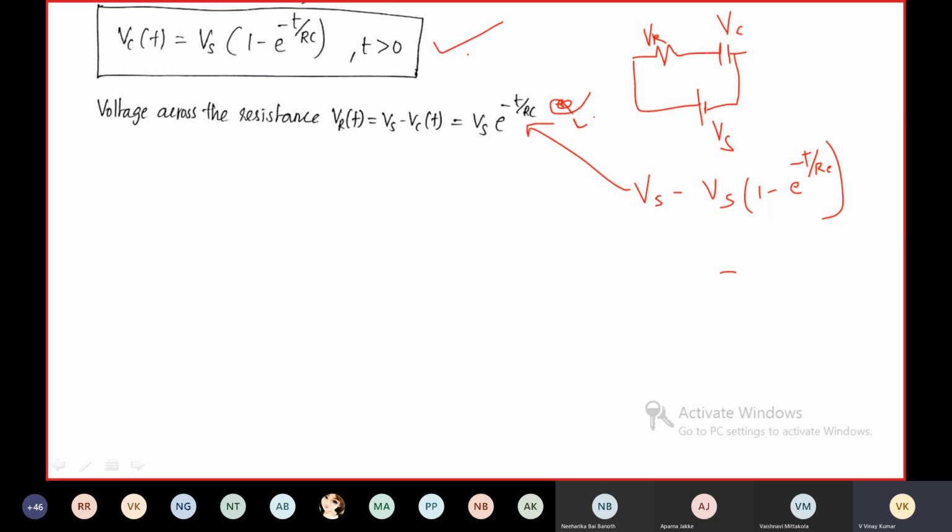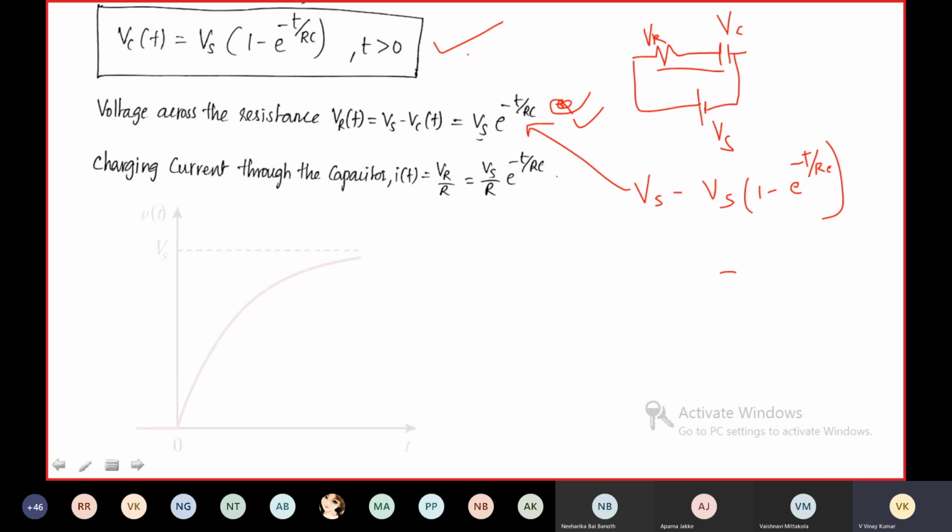Coming to the charging current to the capacitor. The current is VR by R. As these are connected in series, simply VR by R is the current to the capacitor as well as the resistor. So it is Vs by R into e power minus t by RC. So we get graphs like this.